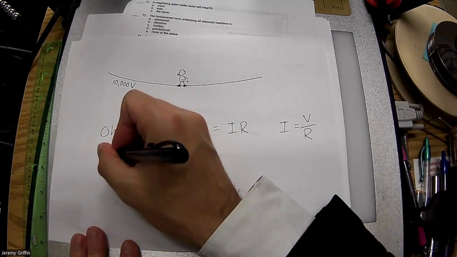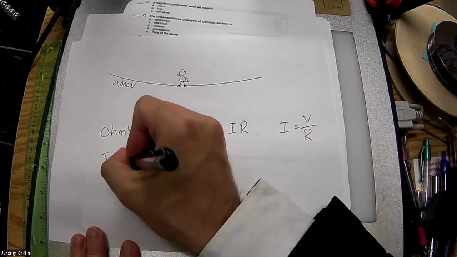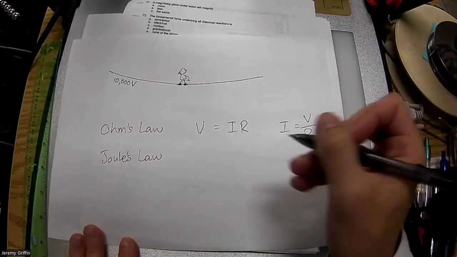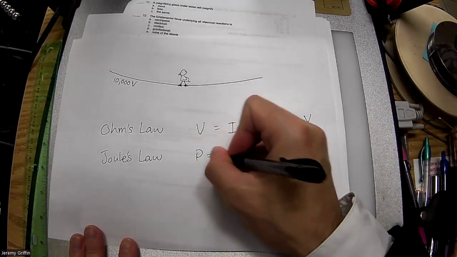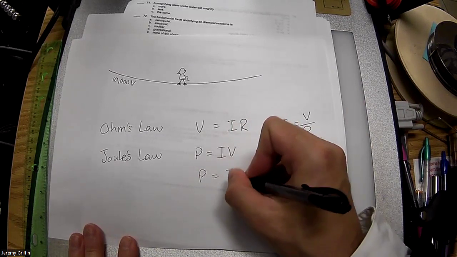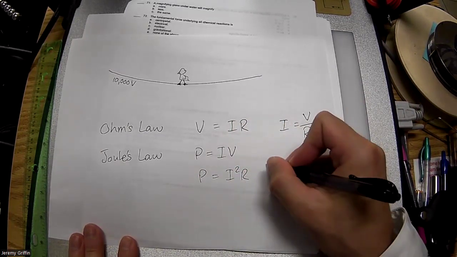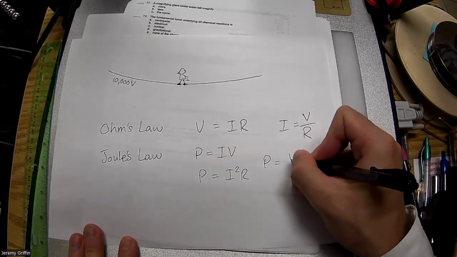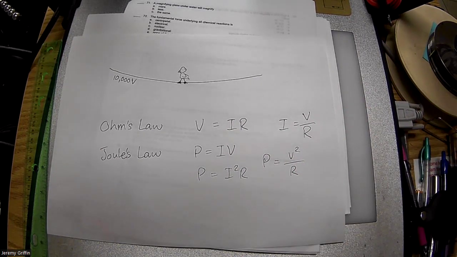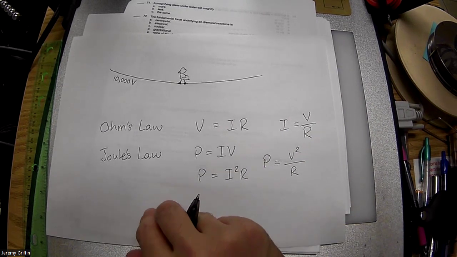There's also here Joule's law. I gave you guys 3 different versions of Joule's law. There's power equals current times voltage. You could do power equals current squared times resistance, or power equals voltage squared divided by resistance. All right, so there we go. You guys remember those? Boom. Ohm's law, Joule's law.